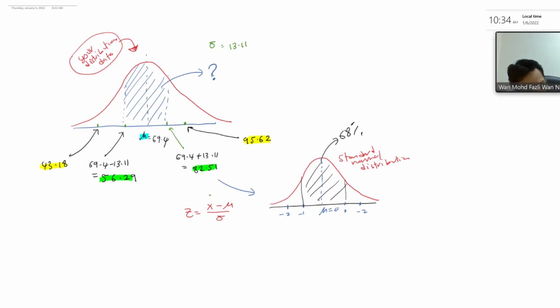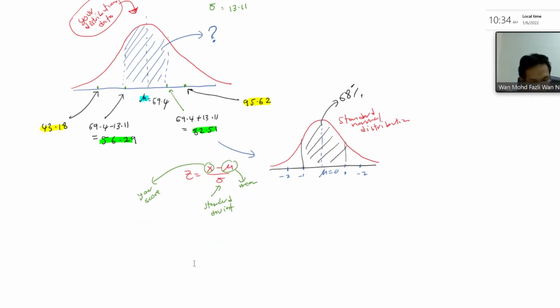The x is your score, and the mu is the mean, and this is the standard deviation. So if you put the value there, let's say the mu is what? Let's say we want to see the area between this and this.